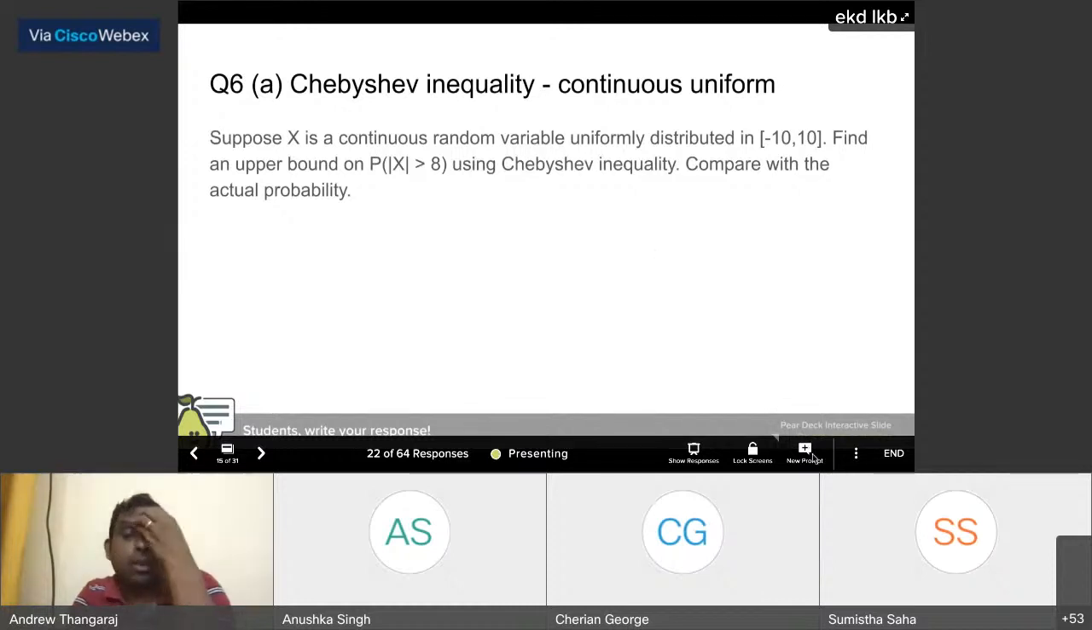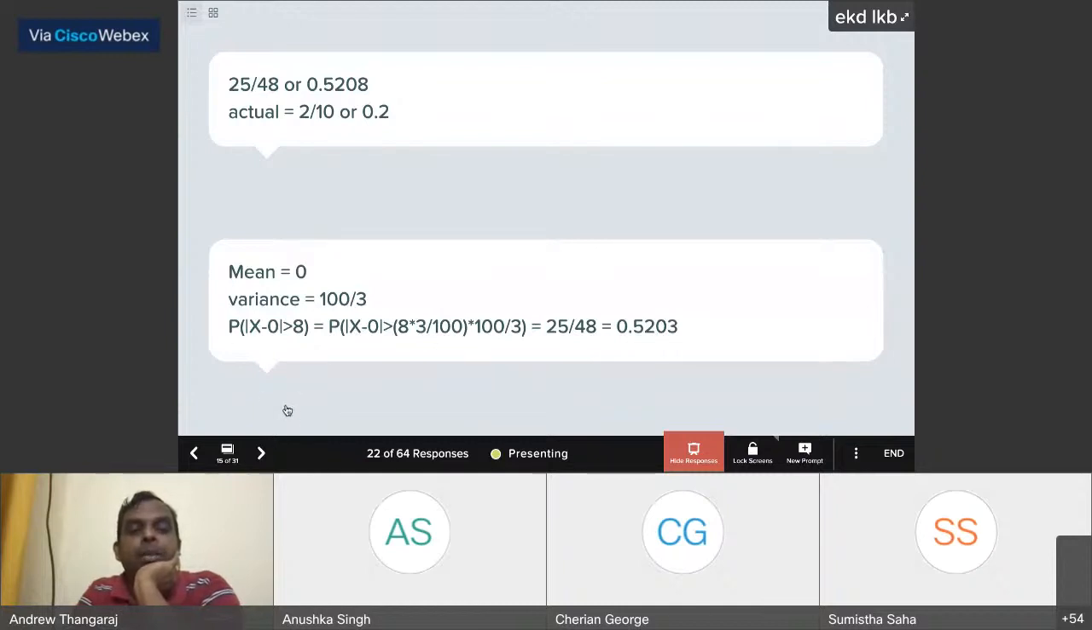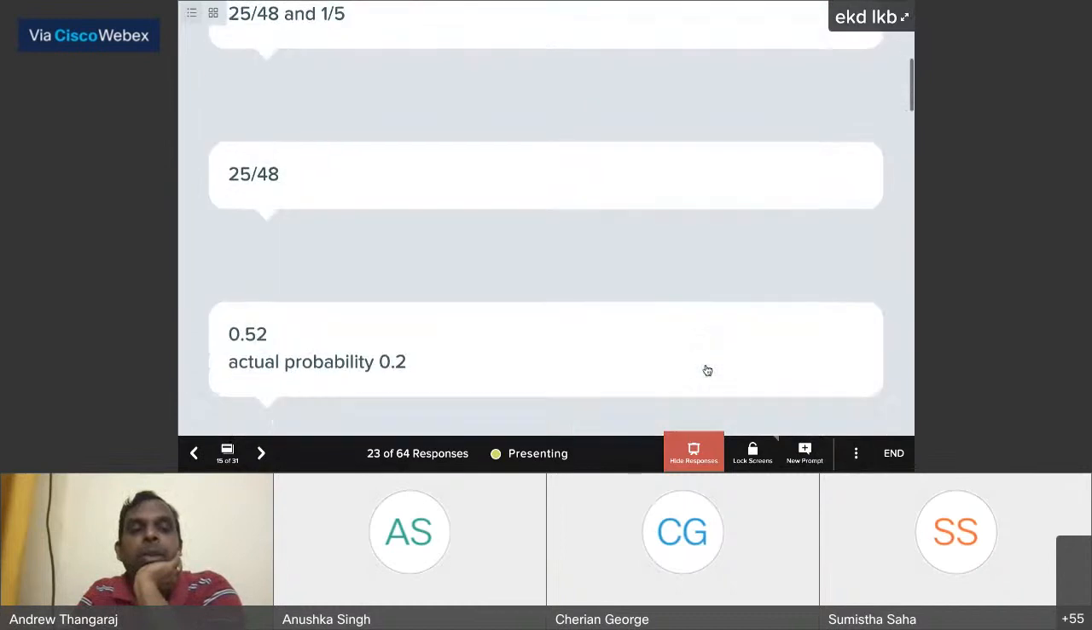Okay, so I think there are enough responses here. So let me just see this. Okay, 25 by 48 is correct. So mean is 0, variance is 100 by 3. So it's a very, very clean solution here. Probability that mod x minus 0 greater than 8 is okay. There was a little bit more confusion. Basically, I would just write less than or equal to. So it's not equal to, okay? Whoever wrote the solution, it is not equal to, it's less than or equal to. Be very, very careful. It's only an upper bound. It's not equal. So 0.5208 is the upper bound. Actual value is 0.2. Okay. All right. That looks correct to me. I think many people would have probably got it.